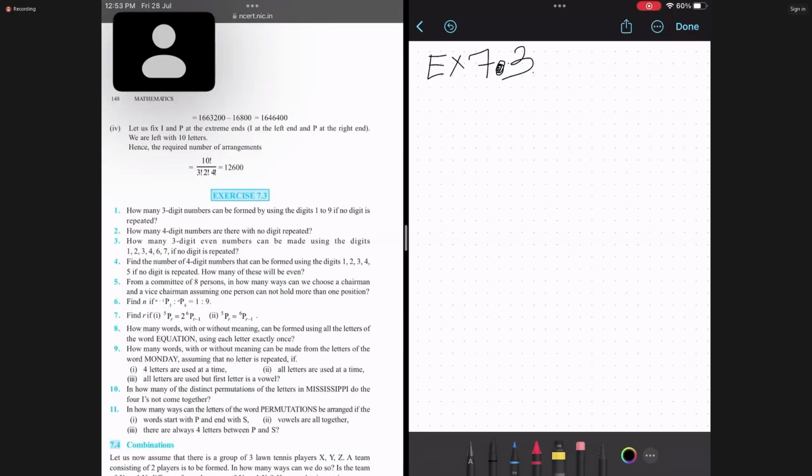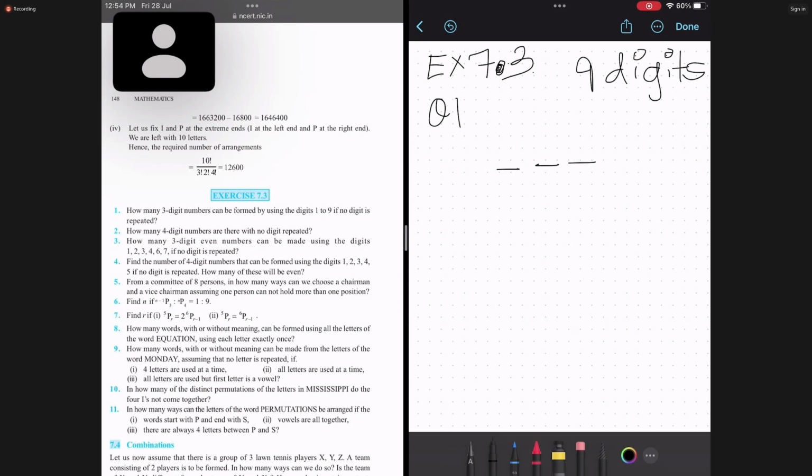So moving on, question number 1 we are going to discuss: how many three-digit numbers can be formed using the digits 1 to 9 if no digit is repeated, correct? So we have 9 digits to choose from, and we know that no digit can be repeated here. So earlier, what we used to do to approach such a question is we used to make these 3 places, and we used to fill these places with appropriate choices, and we used to arrive at the answer.